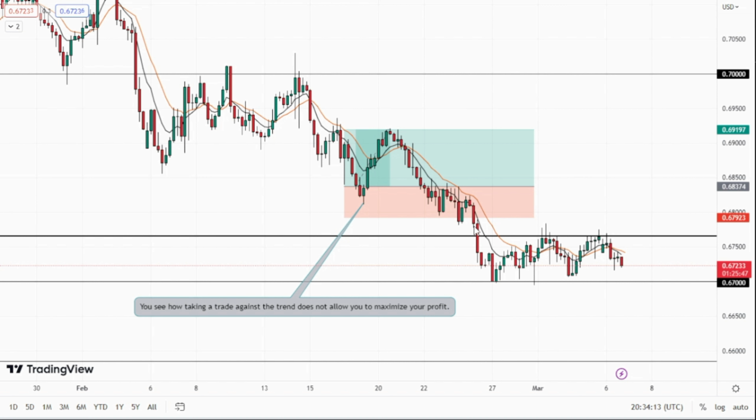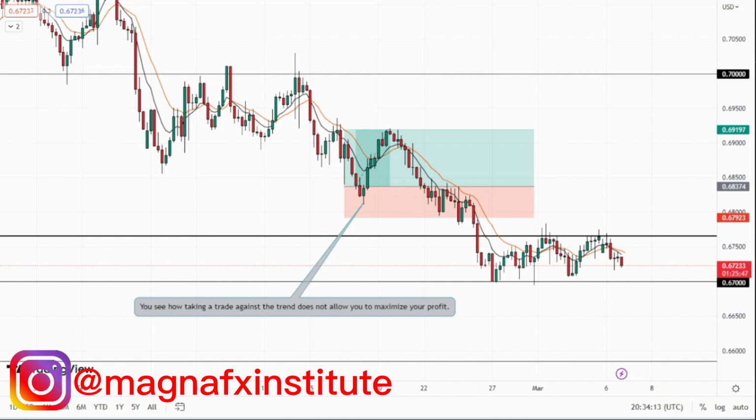So you see why it is important to take a trade in the direction of the trend. It allows you to maximize your profit. So it is important to know what trend the market is in so that you can take a trade in the direction of the trend.